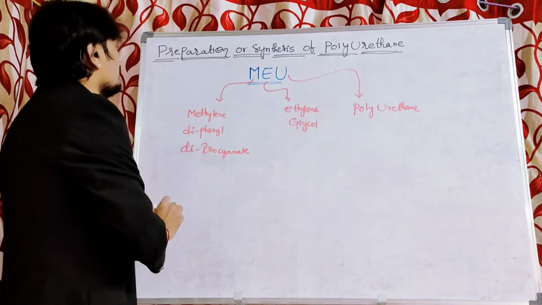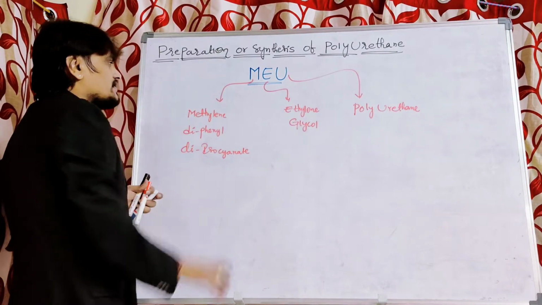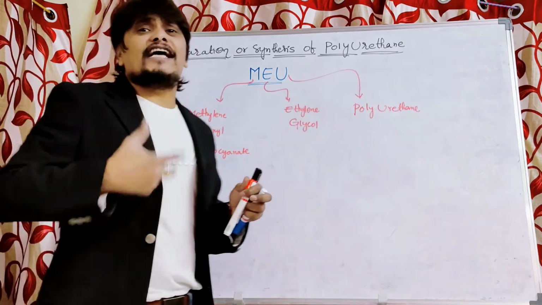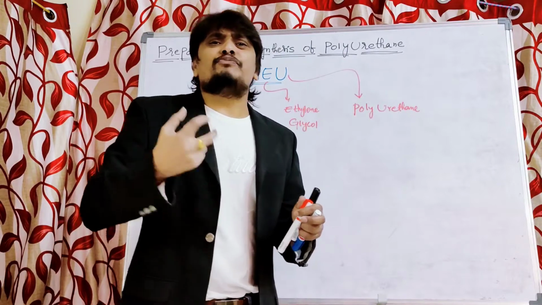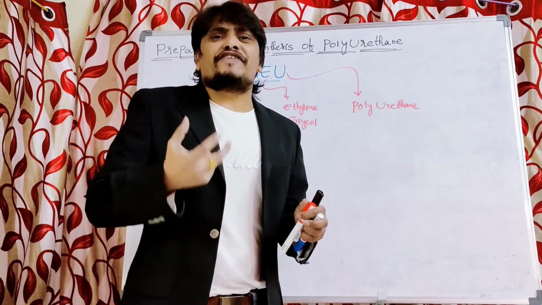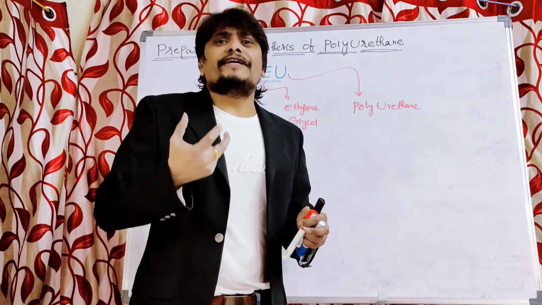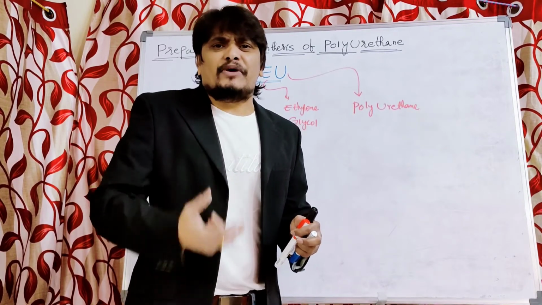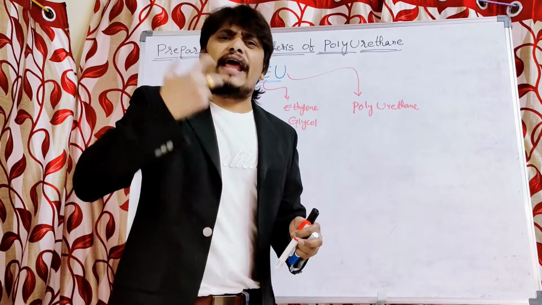Now let us see the structure of methylene diphenyl diisocyanate and the structure of ethylene glycol. This is the second task: how to get the structure. There is no need to memorize the structures. There is a concept behind the structure of any molecule, any compound. If you remember conceptually, then it is very easy to remember the structure of any molecule or compound.